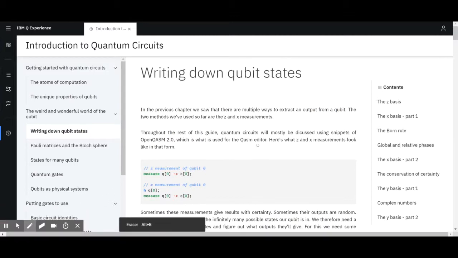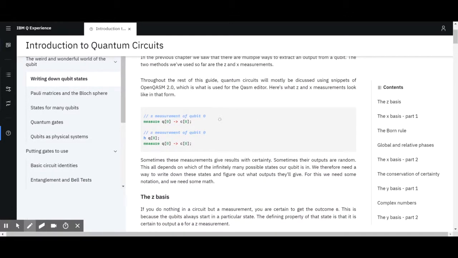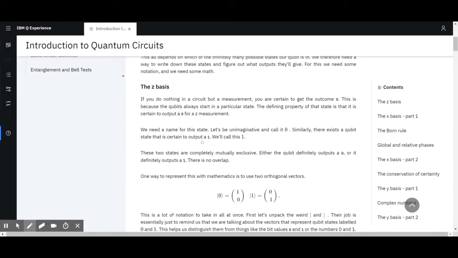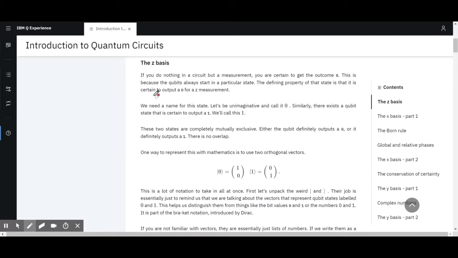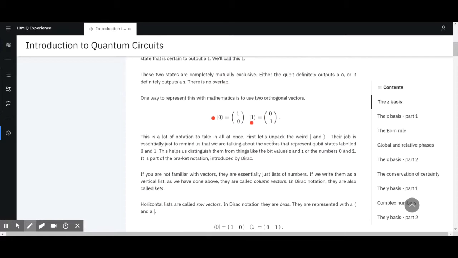So in the previous chapter, we saw the multiple ways to extract an output from a qubit. The z basis. Let's just go through it directly. If you do nothing in a circuit but a measurement, you are certain to get outcome 0. Okay, so here it's just talking you through the basics of how you name states. So we're going to name this 0 and this 1 with this fancy notation. Mathematically, those are vectors.